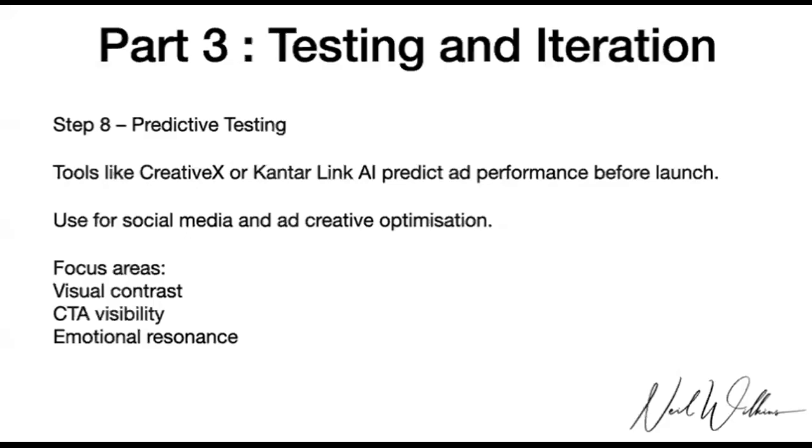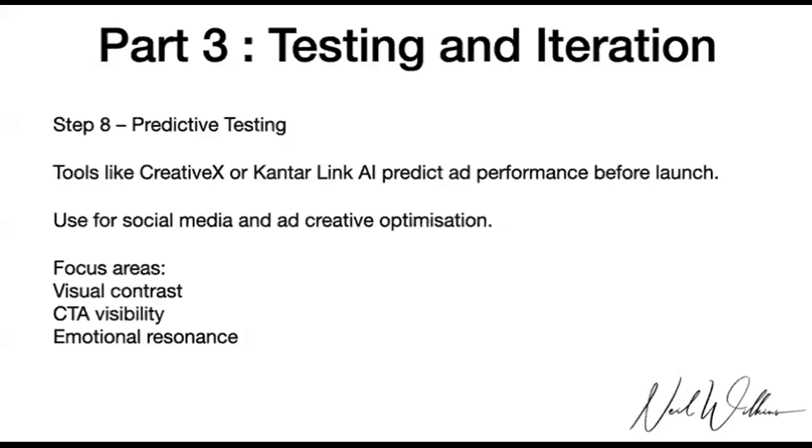But then you sit and wait for it to perform, and then you measure it. The beauty of predictive testing with tools like CreativeX or Kantar Link is that they enable you to predict performance of content before you actually put it out. And this particularly works well in ad performance tracking. So you can use it for things like social media, but you can also use it for ad creative optimization because it enables you to say, okay, here's a particular piece of content, could be advertising content, so paid content, or here's a piece of organic content that I'm going to push out there. Can you actually predict, versus these previous iterations of what we've done, how this one's going to perform?